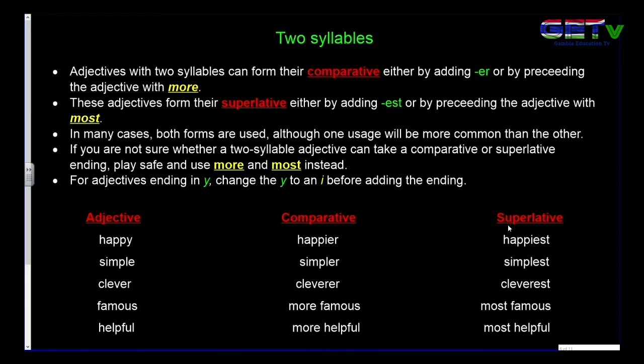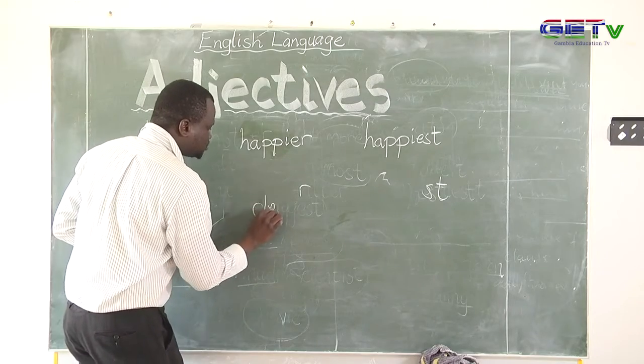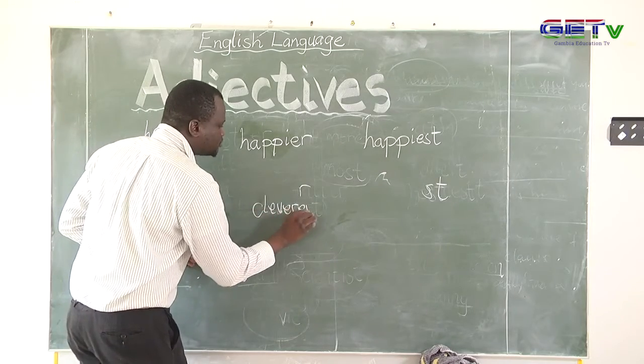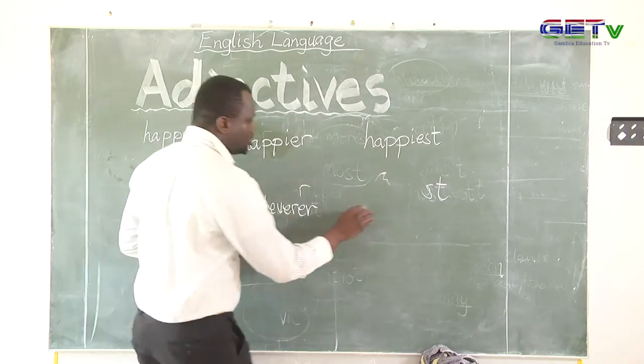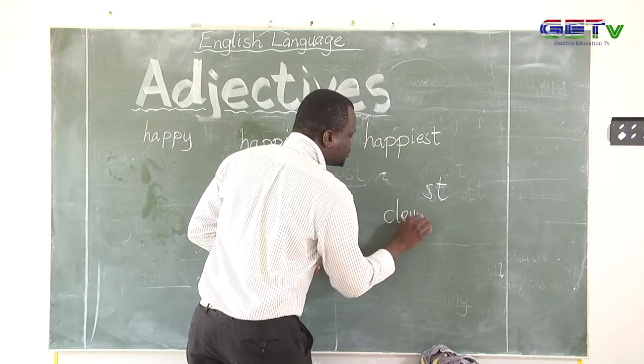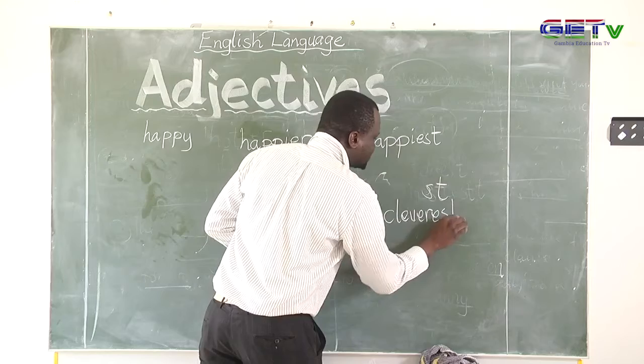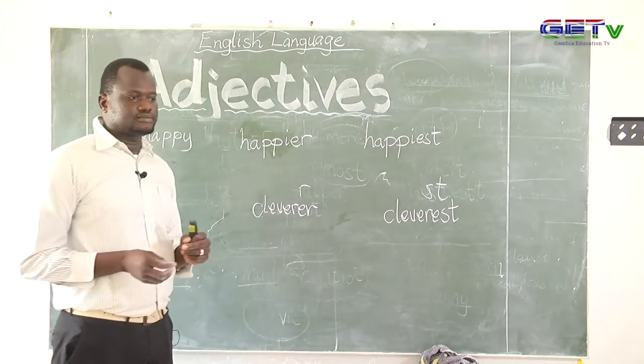And the next one is what? Clever, cleverer. We add ER to clever, the original word, and it becomes cleverer. And then the superlative becomes cleverest. We add EST.